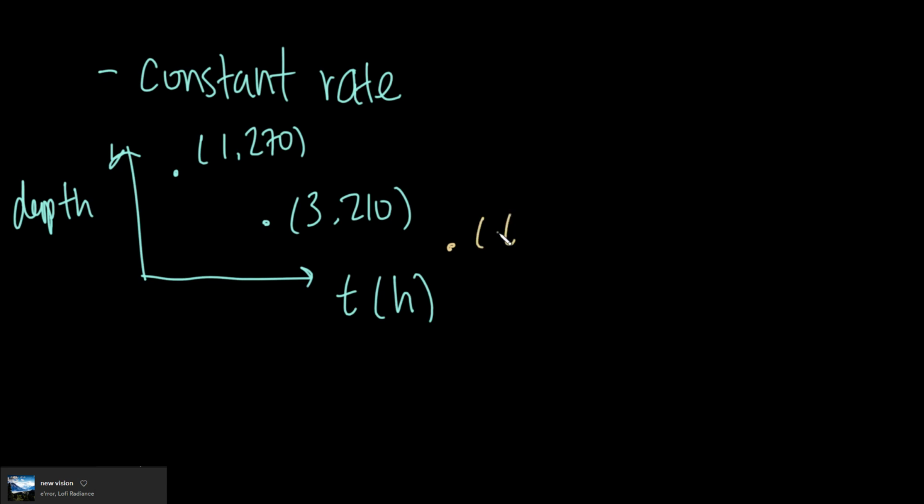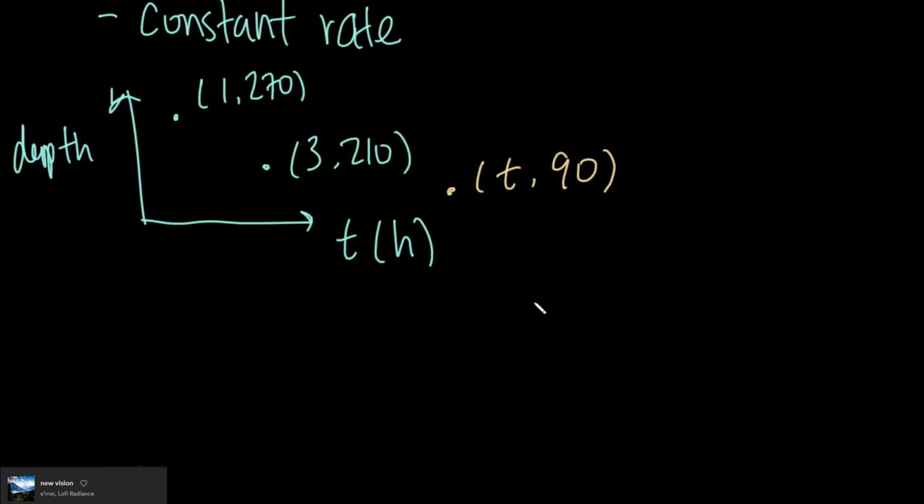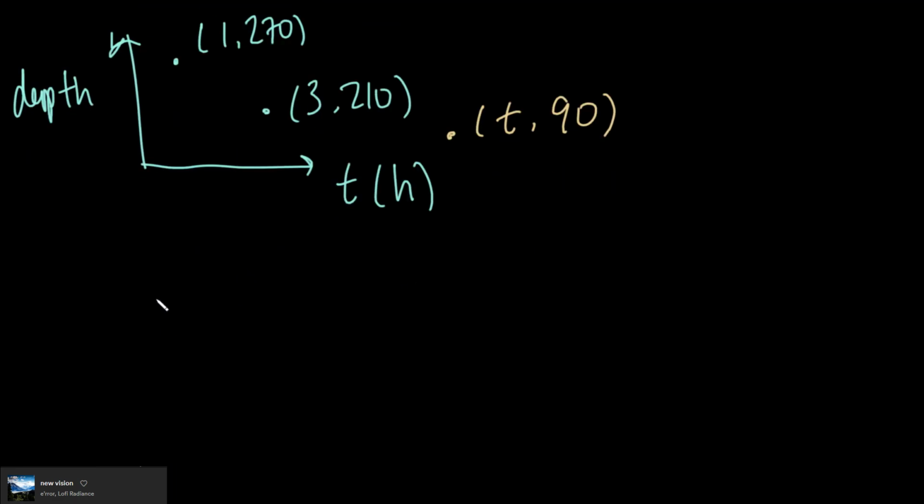So we don't know t. We want 90, so we have to figure that out. So how to do that? We're given 2 points first. So what we can do is find an equation of the line. So how do we do that? We can first find the slope, right?